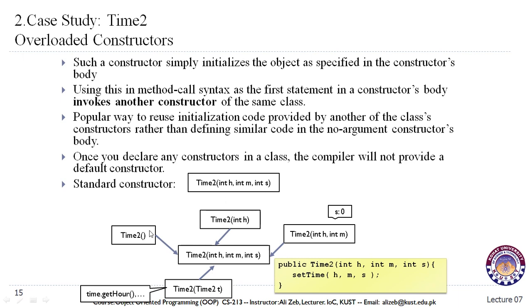For example, this one is a no-argument constructor. This one is a constructor that takes 1 argument. And this one is a constructor that can take 2 arguments. And this one is a constructor that takes an object as a parameter. And we can use this object to call other methods inside this constructor as well.